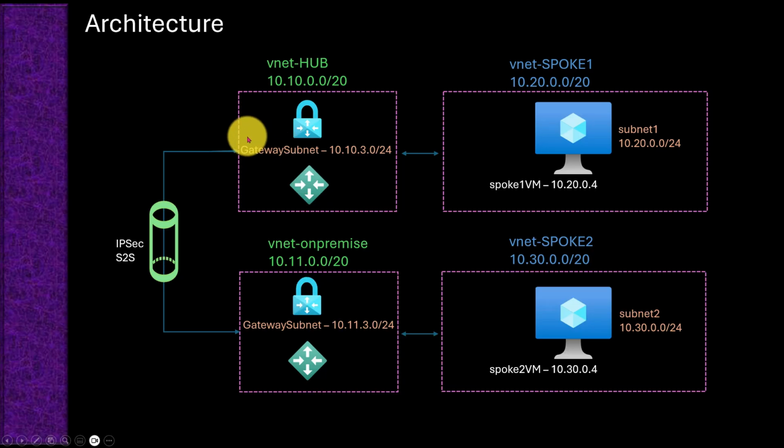We only build the P2S connectivity for the VNet Hub VPN gateway and then try to access this particular VM from the desktop. Alright, we're not going to do anything with this particular network. We're just going to try to implement the P2S connectivity for this particular network. Okay, let's get on the Azure portal.